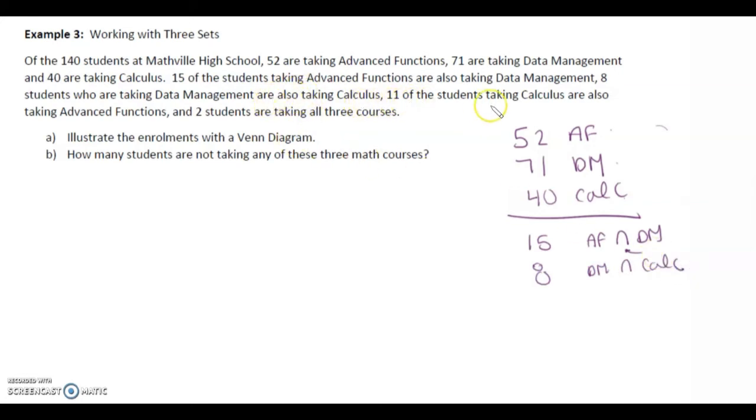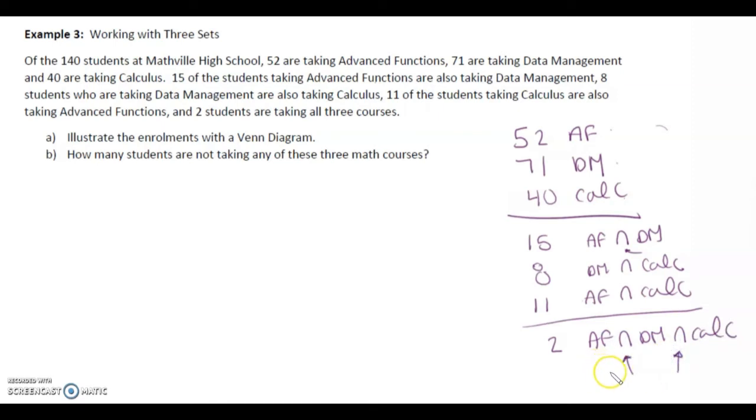And 11 students who are taking calc are also taking functions. So 11 is advanced functions and calc. And it doesn't matter if you put calc and advanced functions or vice versa. Okay, so those are my 3 intersection parts. Now, 2 students are taking all 3 courses. So that's actually advanced functions and data management and calc. And yes, this double intersection extends it so that these 2 people are in all 3 of these circles.